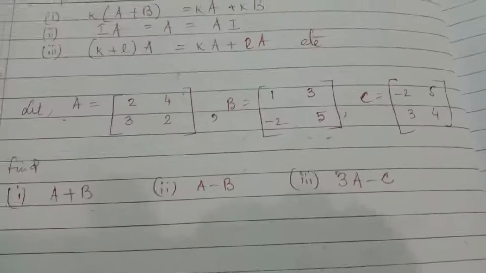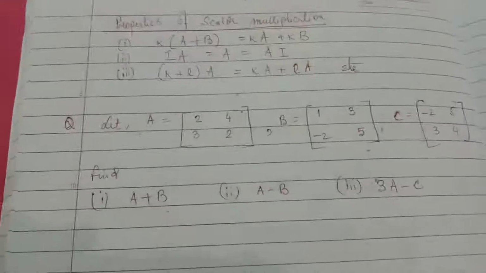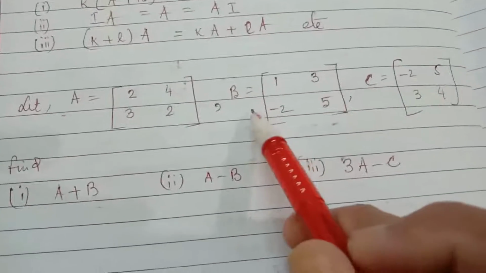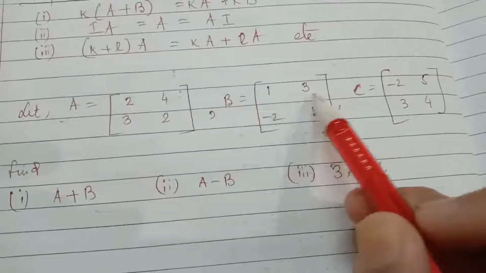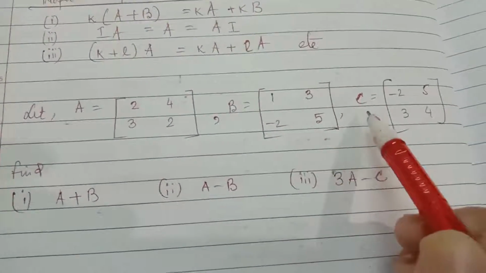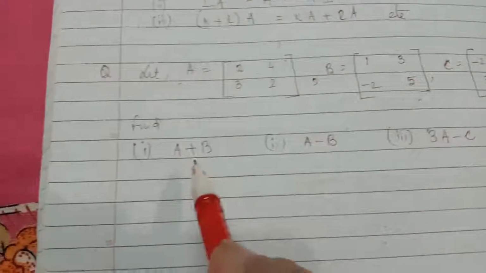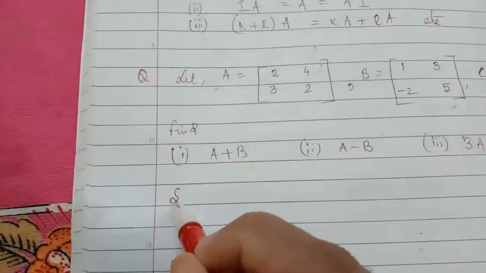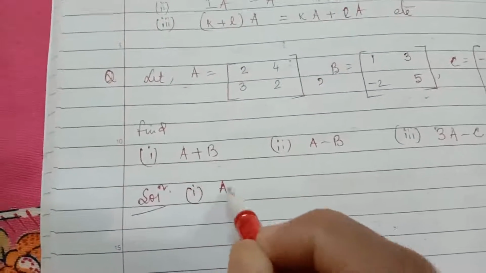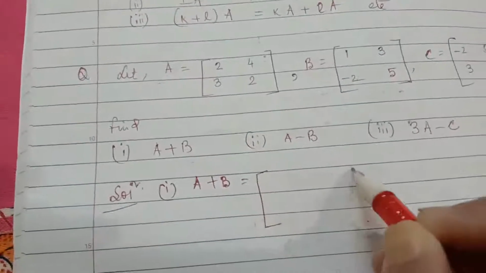Now let us take an example. Suppose matrix A equals 2, 4, 3, 2, matrix B equals 1, 3, -2, 5, and C equals -2, 5, 3, 4. To find matrix A plus matrix B, we have to add corresponding elements.